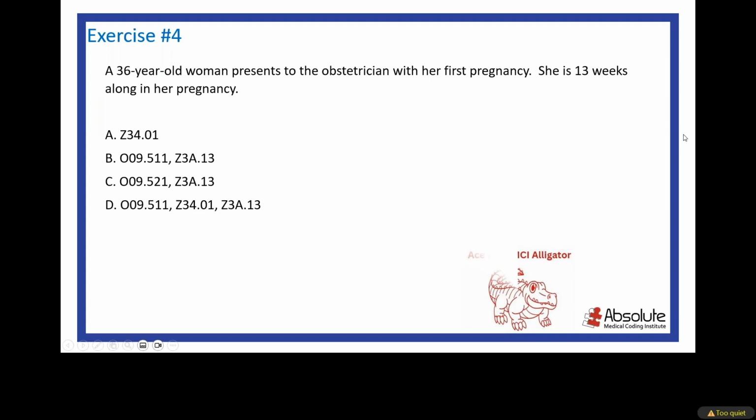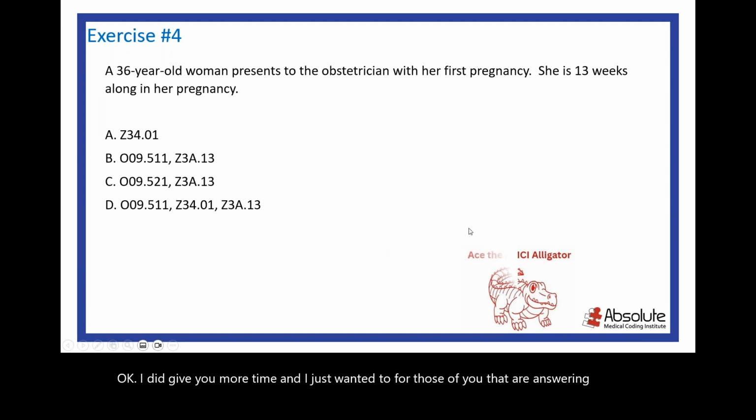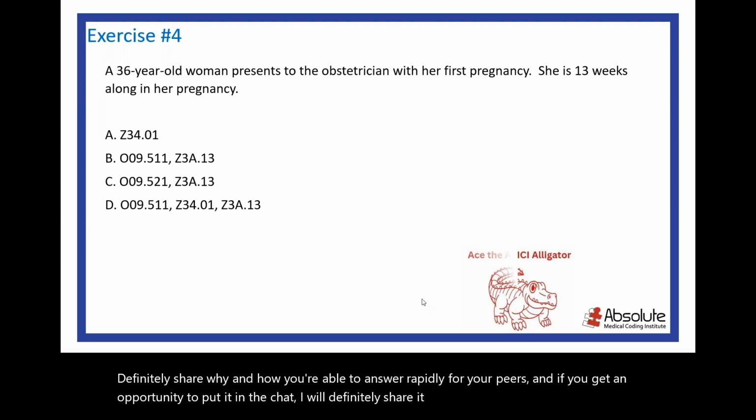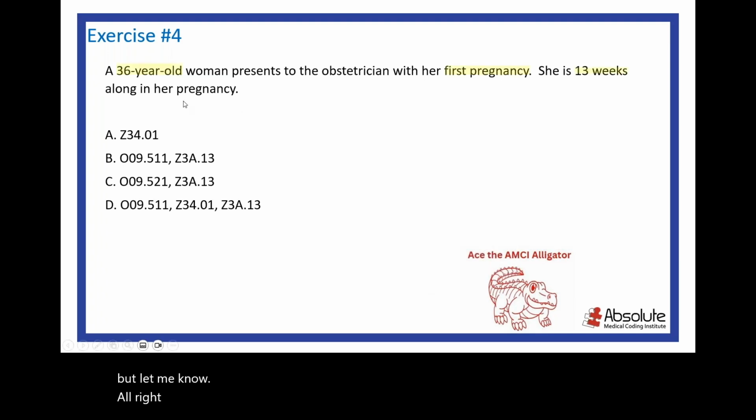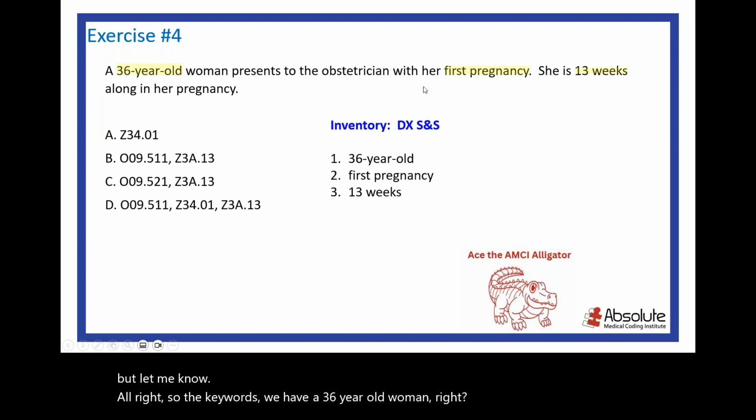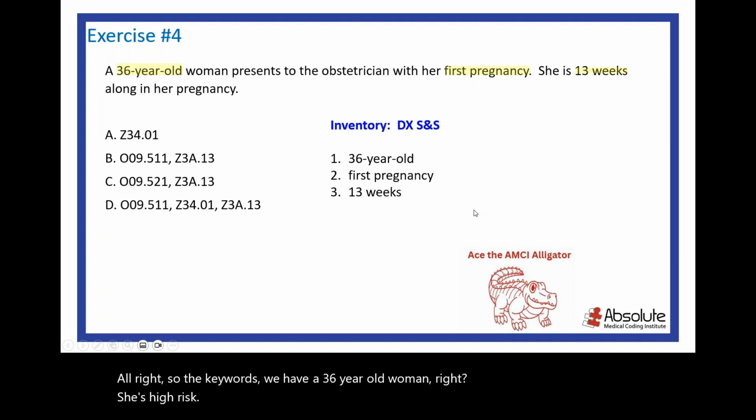Okay, I did give you more time. For those of you that are answering rapidly, definitely share why and how you're able to answer rapidly for your peers. If you get an opportunity to put it in the chat, I will definitely share it with your peers. I'm guessing I know, but let me know. All right, so the keywords: we have a 36-year-old woman, right? She's high risk. First pregnancy. She is 13 weeks along in her pregnancy.